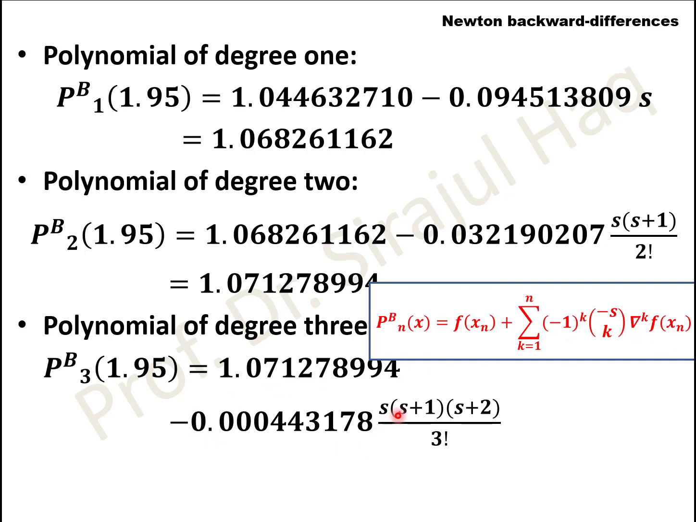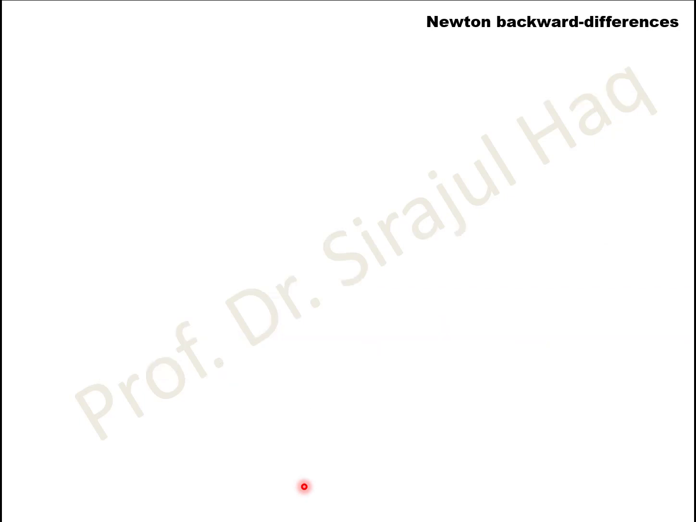So this is the value, and when you replace the value of s as we computed before, that gives you the approximated value of the function at x is equal to 1.95 using polynomial of degree 3. You can see all the 3 values are different, but as we are increasing the degree of the polynomials, the values are going closer and closer to each other.